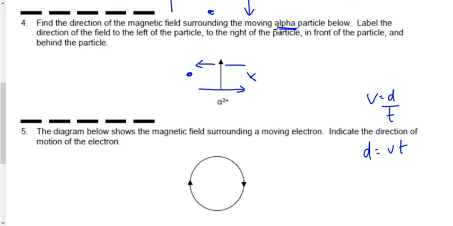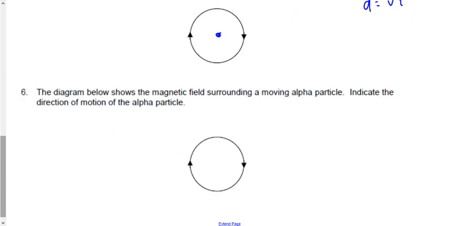We know that it's a negative particle, so we're going to use our left hand, and we're going to forget about your thumb for a second. Just make your fingers point clockwise. When my fingers point clockwise, my thumb will automatically point out of the page. And finally, question number 6, this time we've got an alpha particle. We could have said conventional current.